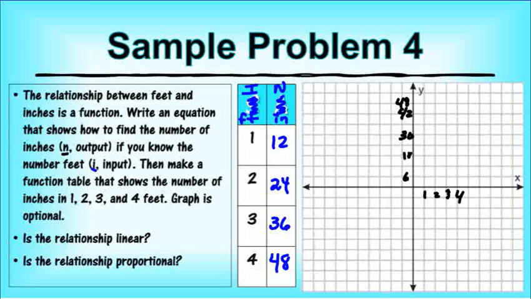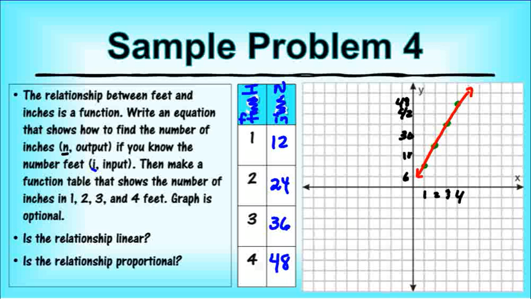So we got 1 and 12. Be here, 2 and 24. Be here, 3 and 36. Be here, 4 and 48 would be here. I can draw my quick line here.